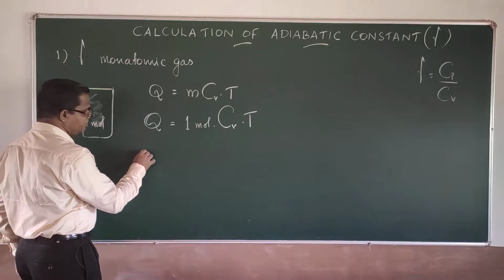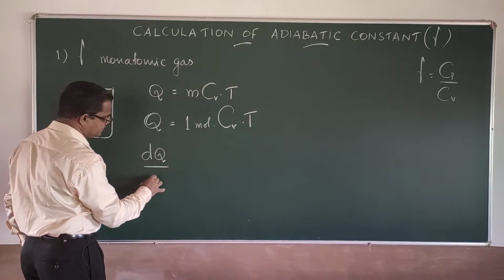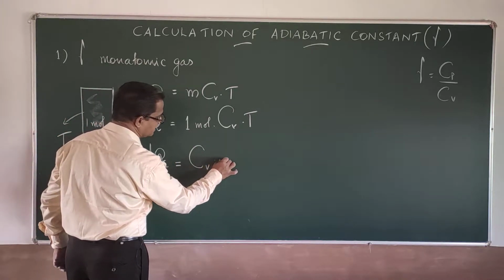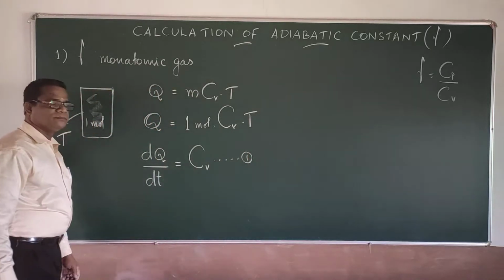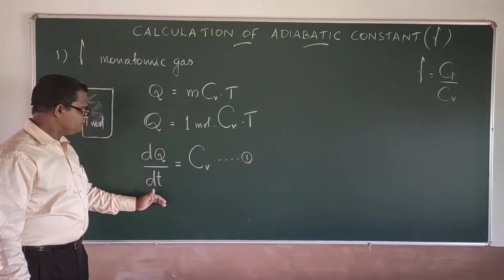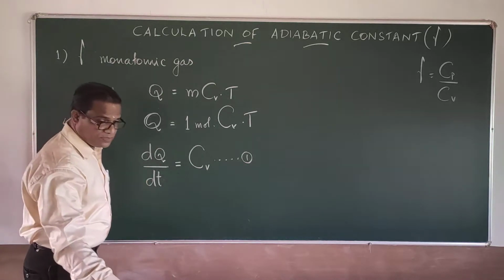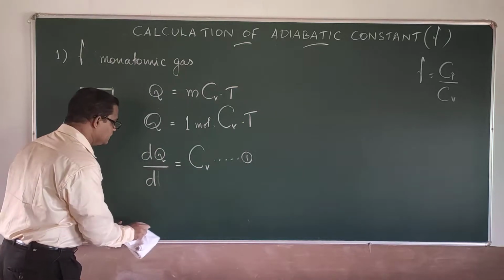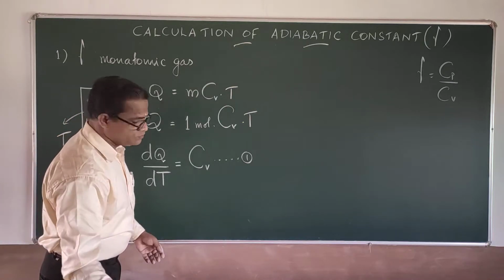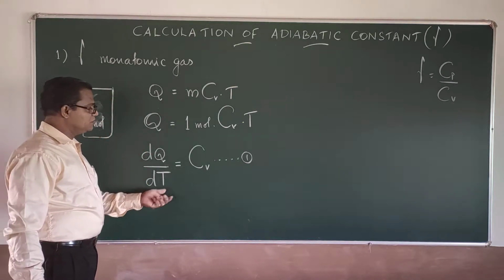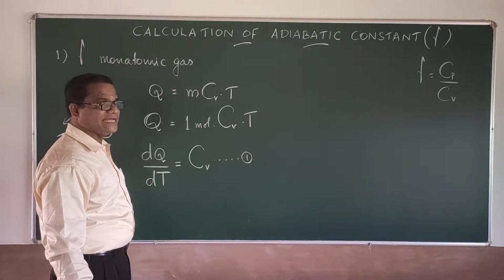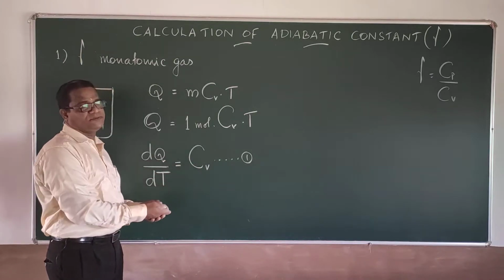So that I can have a value dq by dt, which is equal to Cv. So, the rate of change of energy, dq by dt, the heat energy by temperature, will be equal to what? Cv, that is the constant volume specific heat of the gas. And this is the molar specific heat I am taking here.